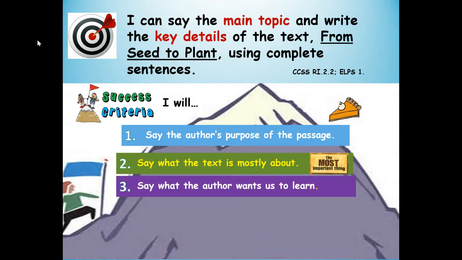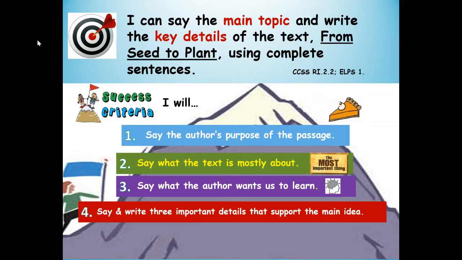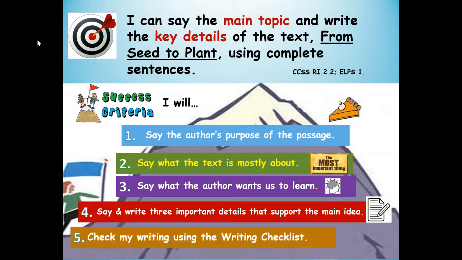I will say what the author wants us to learn. I will say and write three important details that support the main idea. Those are those yellow detail sentences. And finally, I will check my writing using the writing checklist.